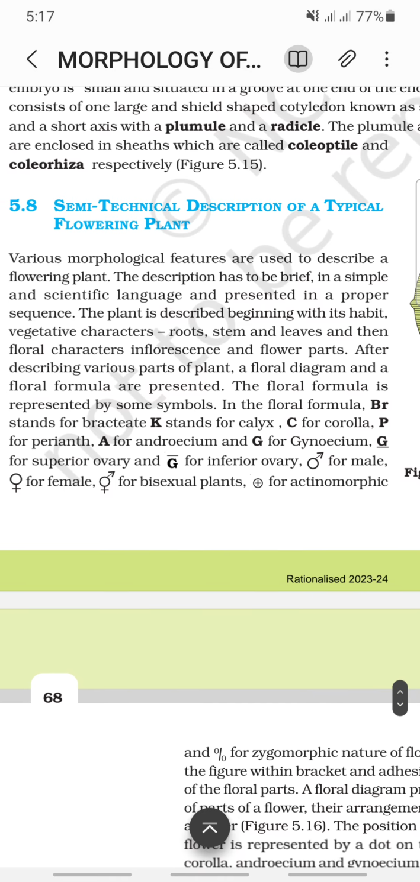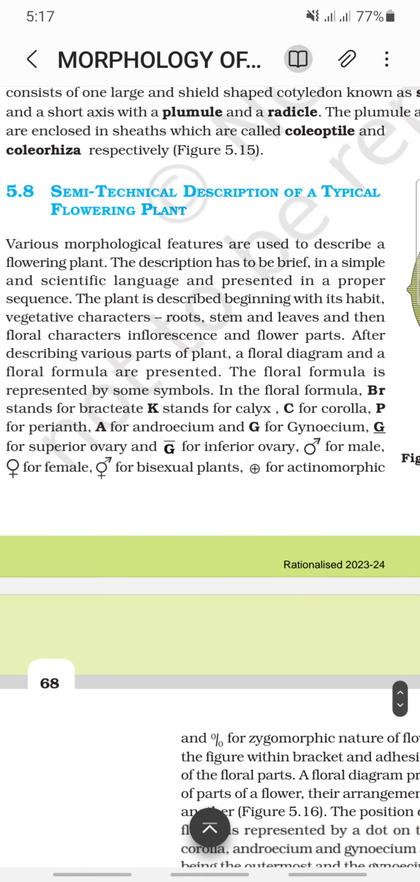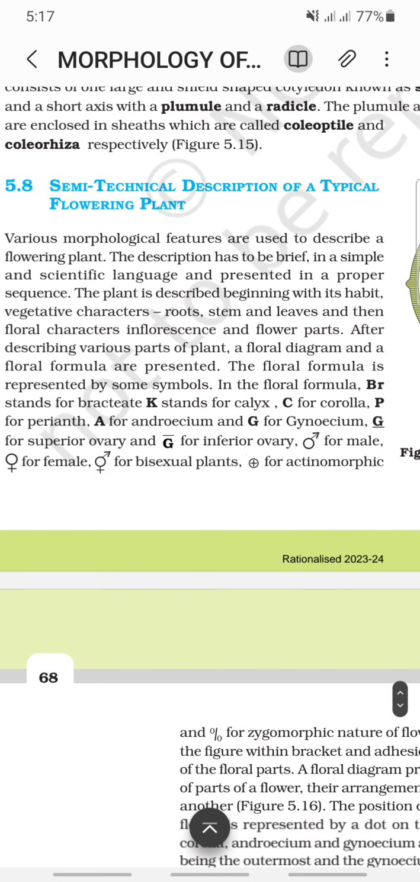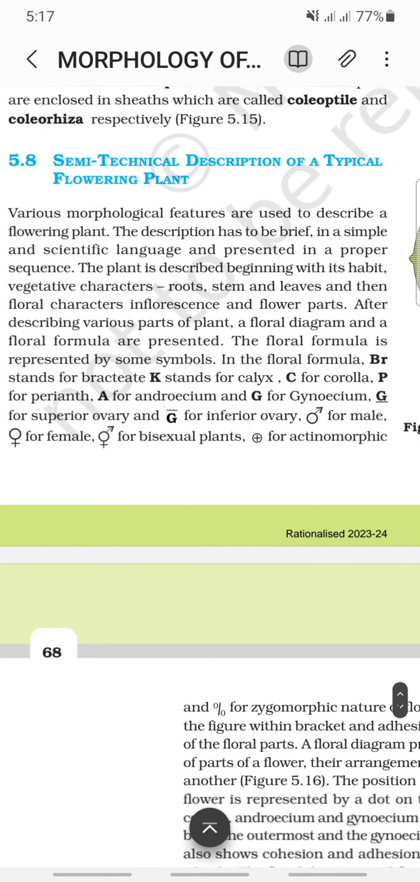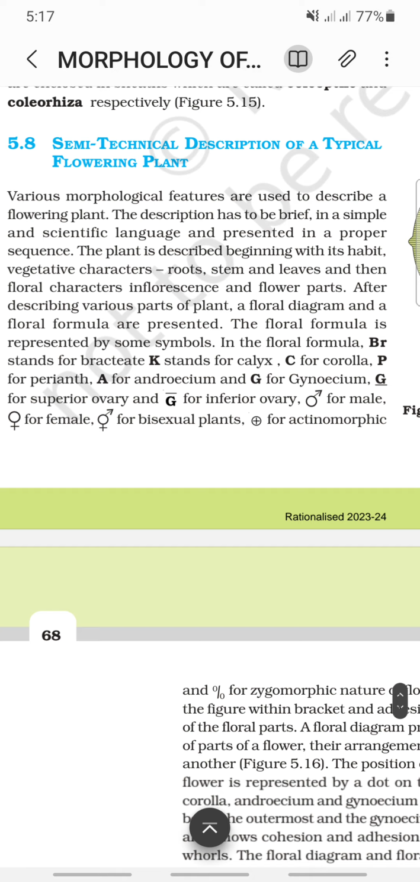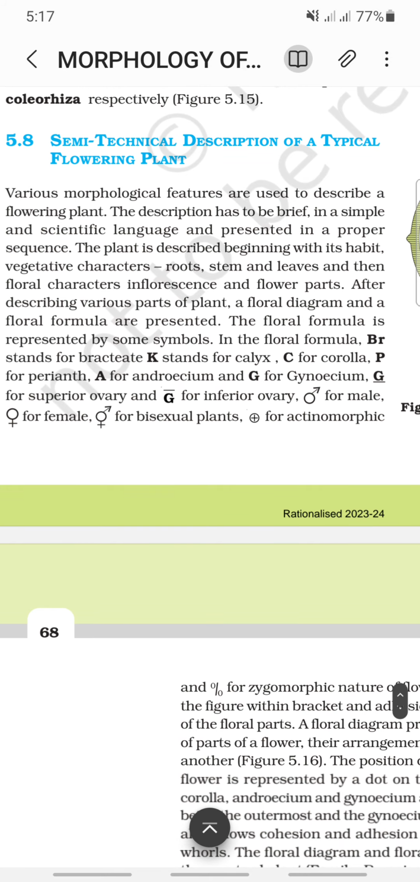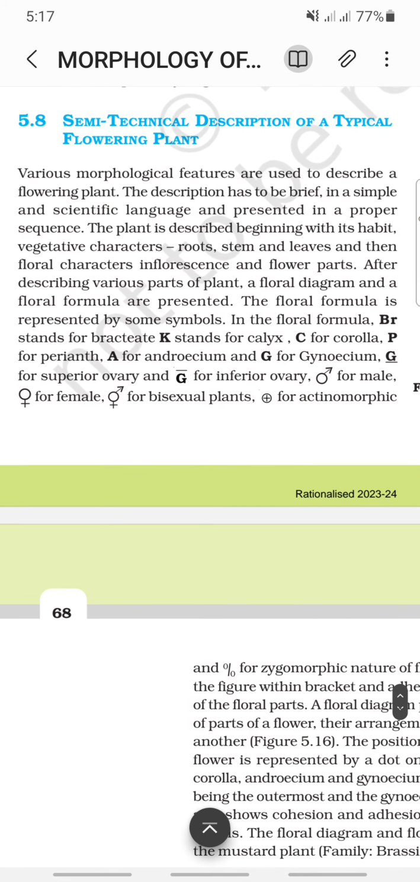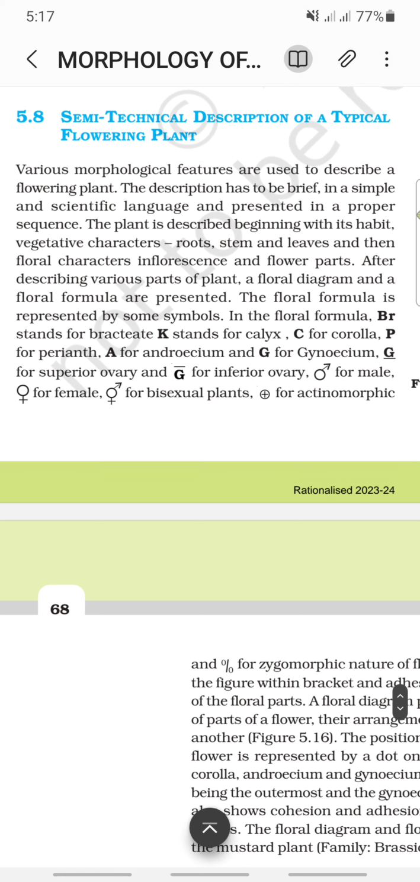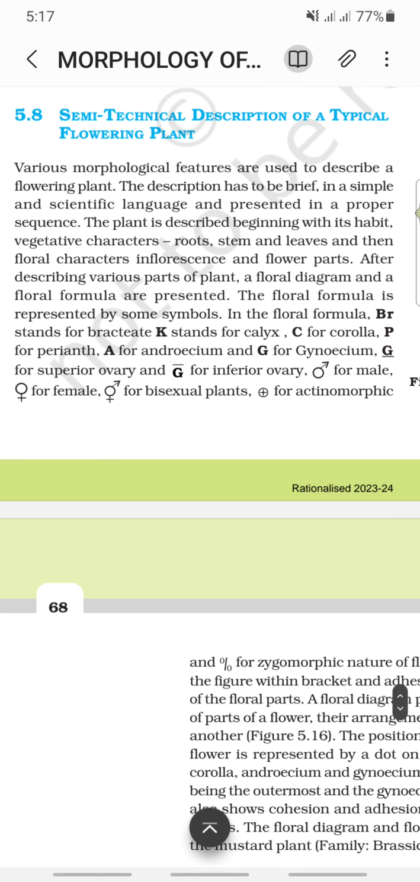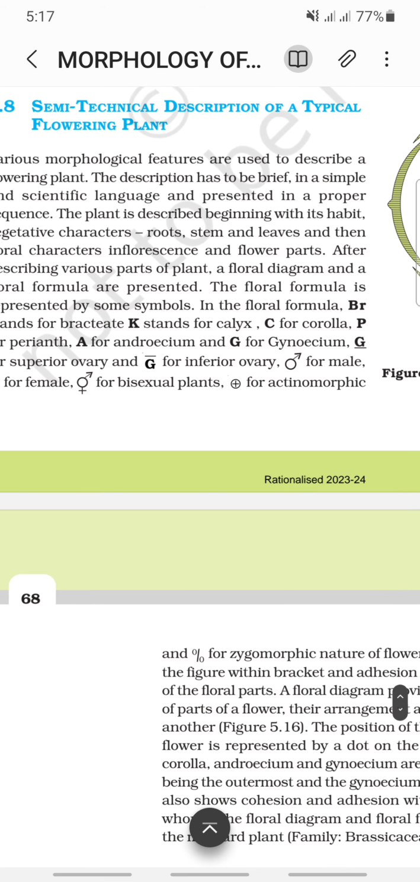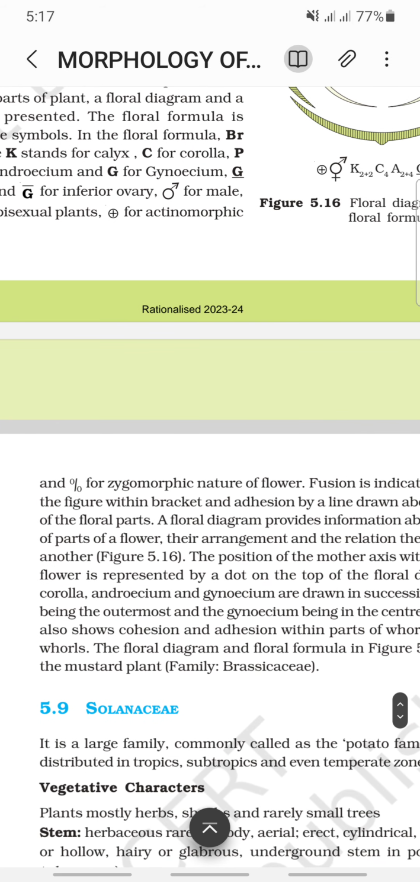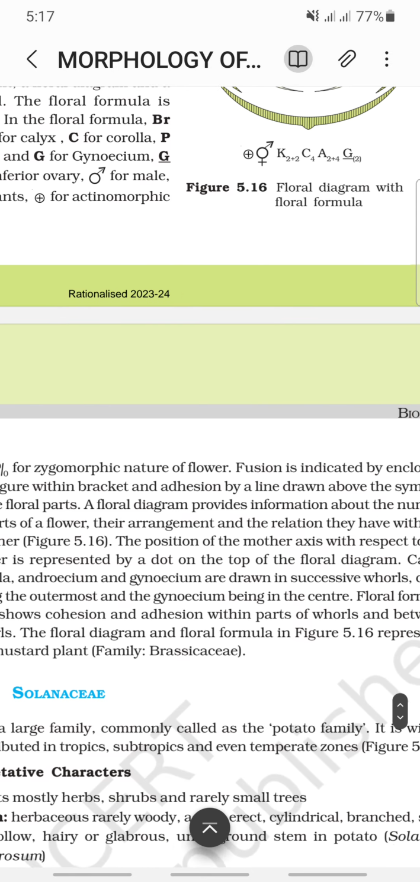The floral formula is represented by some symbols. In the floral formula, capital Br stands for bracteate, capital K stands for calyx, capital C for corolla, capital P for perianth, capital A for androecium, and capital G for gynoecium. G with a line below it is for superior ovary, and G with a line above it is for inferior ovary. This sign is for male, this for female, and this for bisexual. Plus sign is for actinomorphic and the percentage sign for zygomorphic nature of flower.